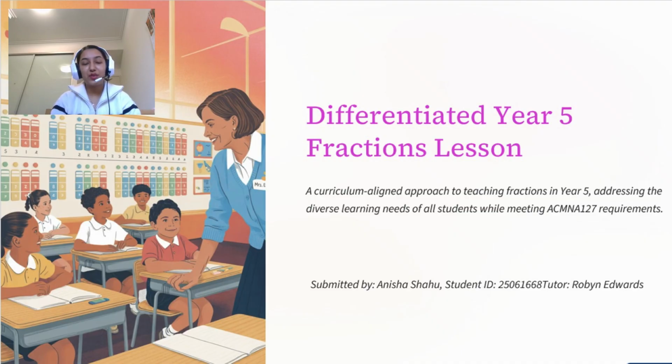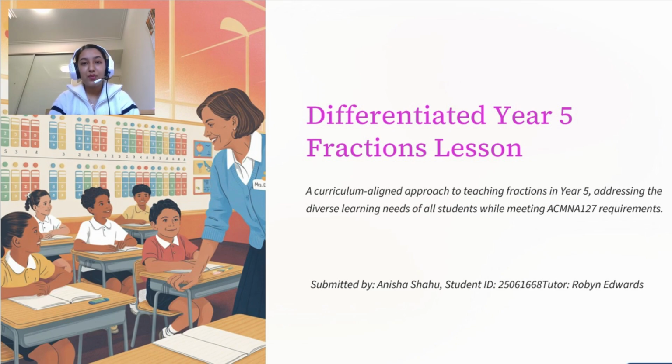This lesson aligns with the Australian curriculum ACMNA 1 to 7, which focuses on identifying, representing and comparing fractions and their multiples along with recognizing the equivalent fractions. By the end of today's lesson, students will be able to identify fractions in diagrams, explain the equivalent fractions, and place fractions on the number line and use accurate mathematical vocabularies.